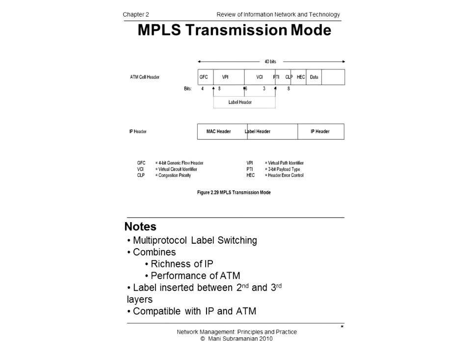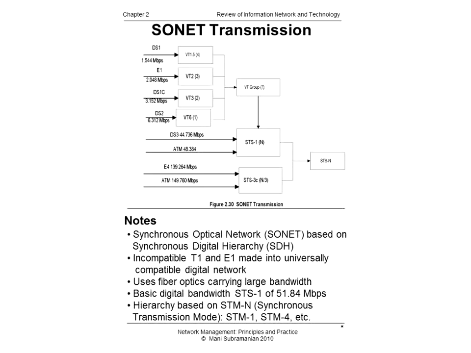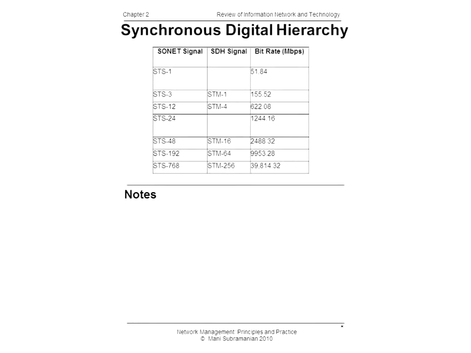This is multi-protocol label switching. It combines IP and the performance of ATM, asynchronous transfer mode. This is the SONET transmission. SONET stands for Synchronous Optical Network, and it is based on synchronous digital hierarchy, that is SDH. This figure shows synchronous digital hierarchy.